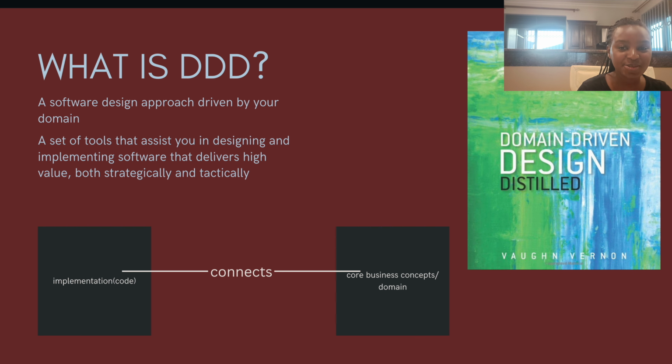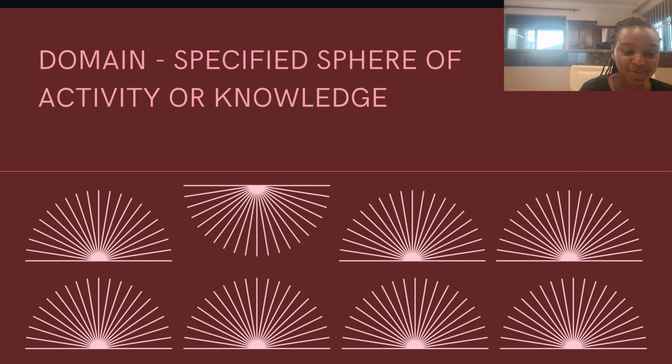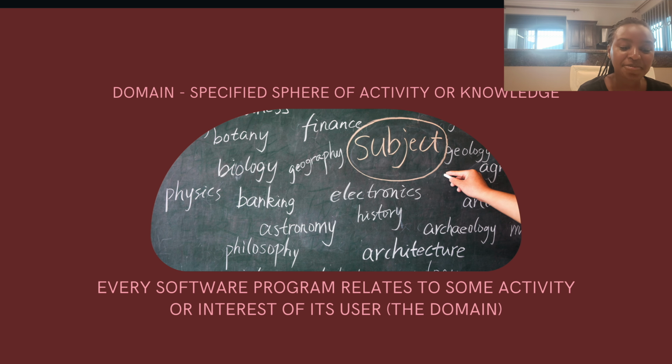It's driven by the domain. At the end of the day, the implementation needs to match what we have in the domain and have the same language. We use the word domain a lot. What is it? It is a specified sphere of activity or knowledge. Every software program relates to some activity or interest of its users. That's what the domain is.